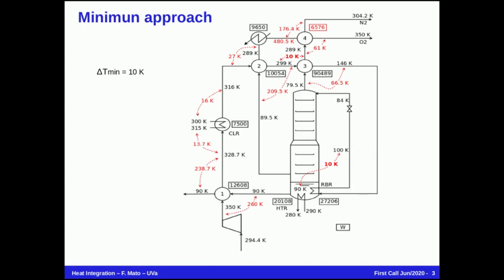Then it is a question of crossing the right streams and looking at the approaches. The minimum approach is 10 Kelvin and appears 2 times, here and here.